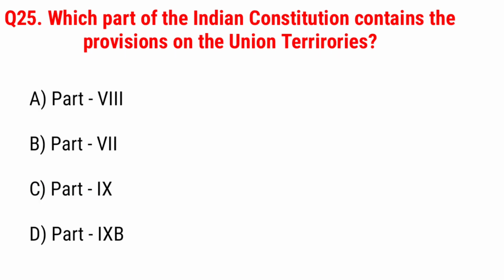Next question. Which part of the Indian Constitution contains the provisions on the Union territories? Option A Part 8, B Part 7, C Part 9, D Part 9B. Right answer will be the option A, Part 8.